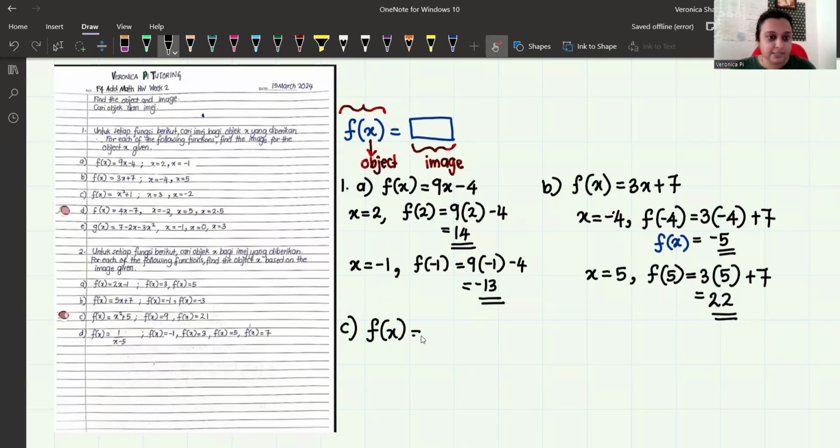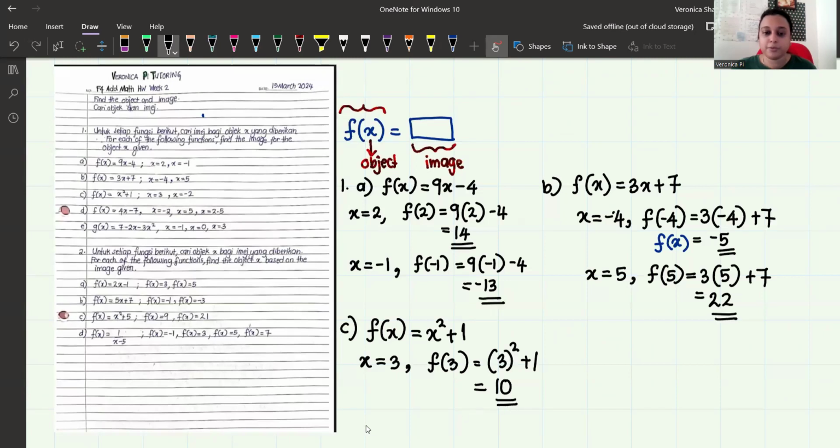Okay, fx is x squared plus 1. If x squared plus 1, just always remember, you must ganti the object in. So the first one, here the object is 3. So that means here's 3, 3 squared plus 1. So 9 tambah 1, 10. Okay, the other x is negative 2.